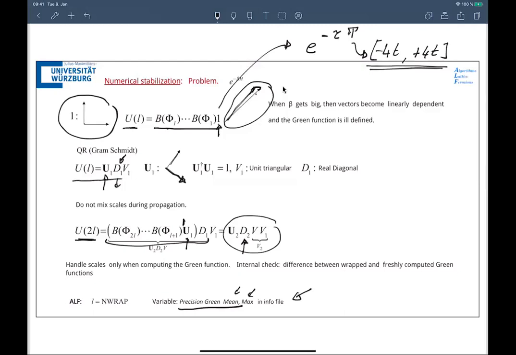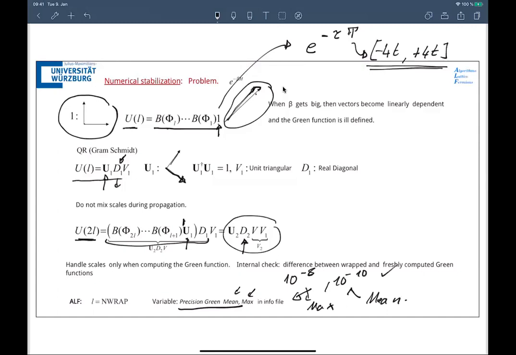If you look in the code, in the info file, and you have something like 10 to the minus 8 for the max, and then 10 to the minus 10 for the mean, then you're doing very good, because the Green's function is normally something of the order of unity. So these are very good numbers.